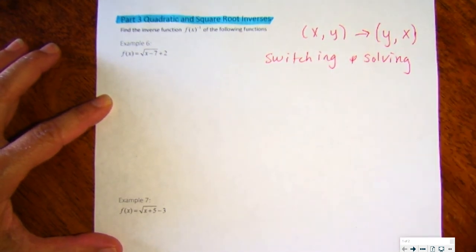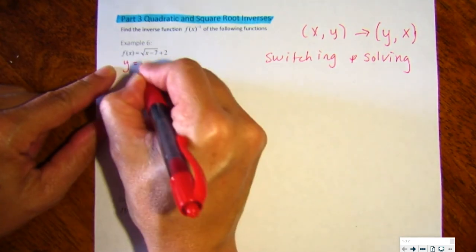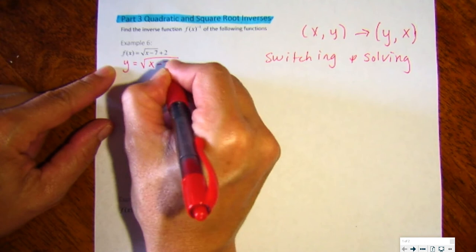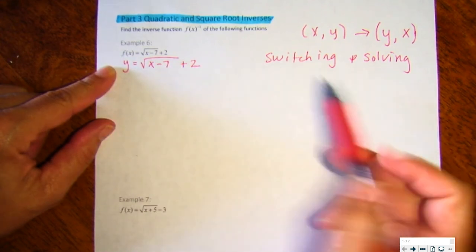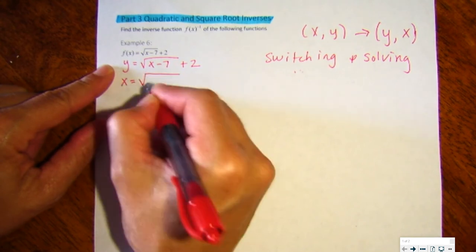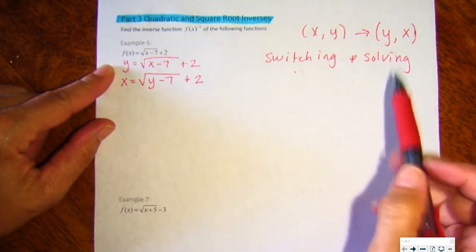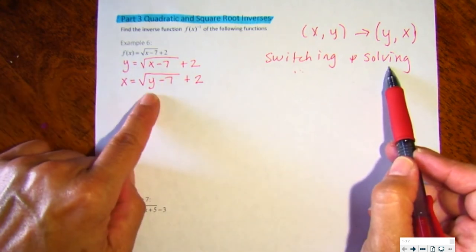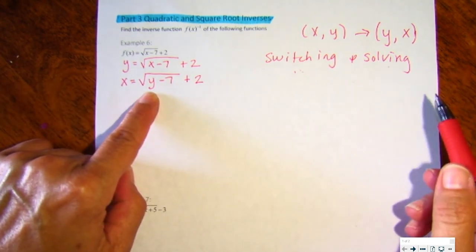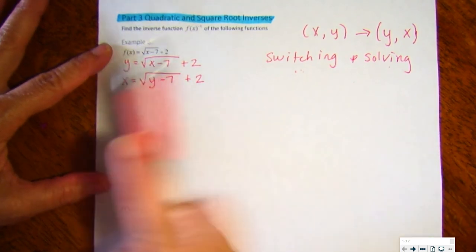So what I'm going to do is write y equals the square root of x minus 7 plus 2, and then I'm going to switch. So x is over here, that y is now underneath the square root symbol. Now we have to solve, which means y needs to be all by itself again. So the first thing I'm going to do is get rid of this plus 2. It's going to move to the other side.